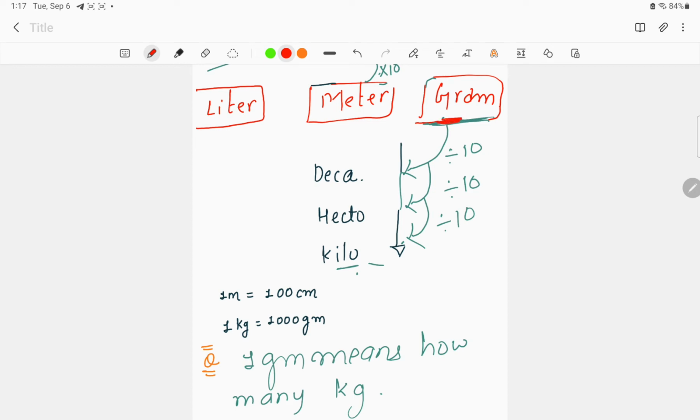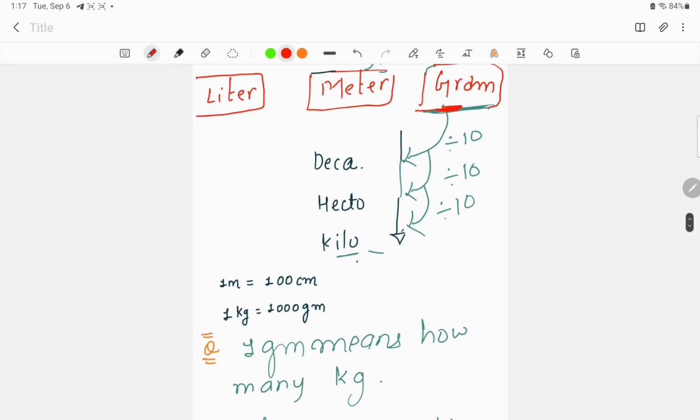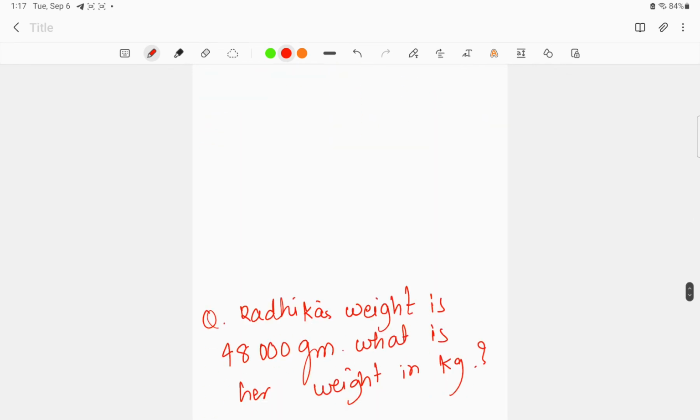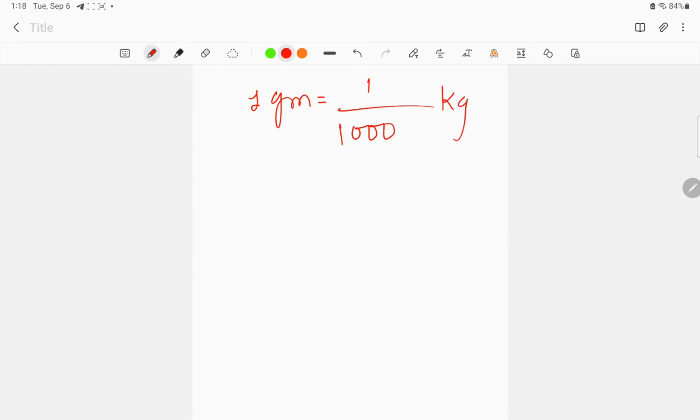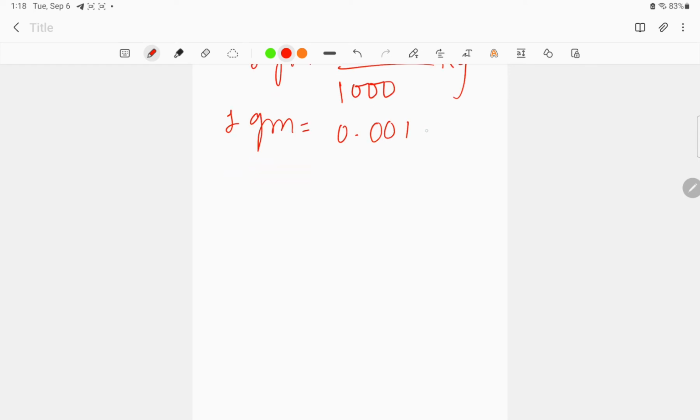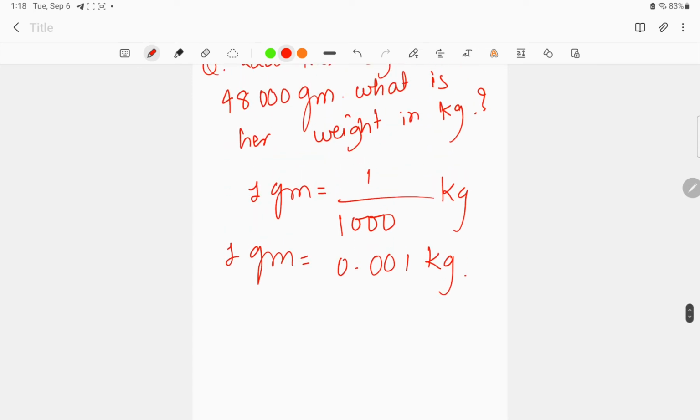It means we will move how many steps downwards? We will move 3 steps downwards, that is gram to deca, deca to hecto, hecto to kilo. So basically we are moving 3 steps. Whenever we are doing conversion from gram to kilo, we will divide by 1000. So basically 1 gram is equivalent to 1 upon 1000 kgs. I can write this as 1 gram is equivalent to 0.001 kgs. So the question asked to us is 48,000 grams is equivalent to how many kgs?